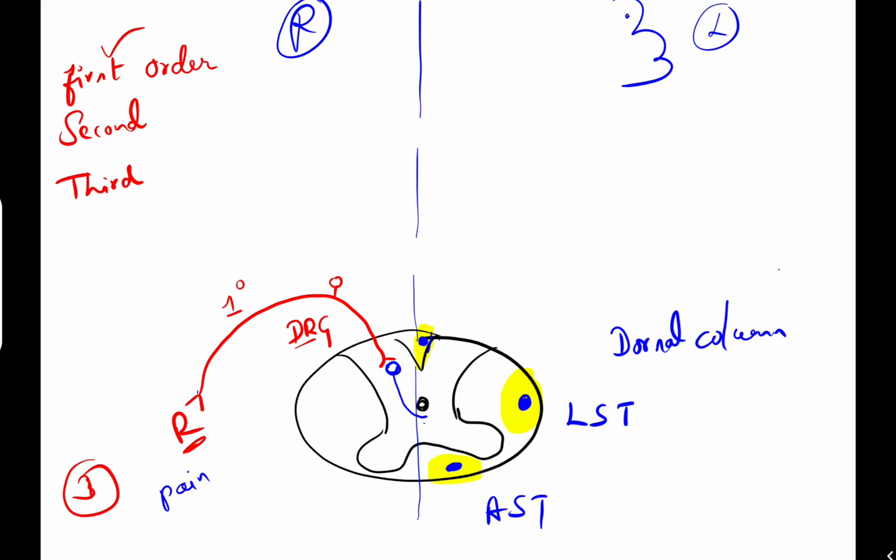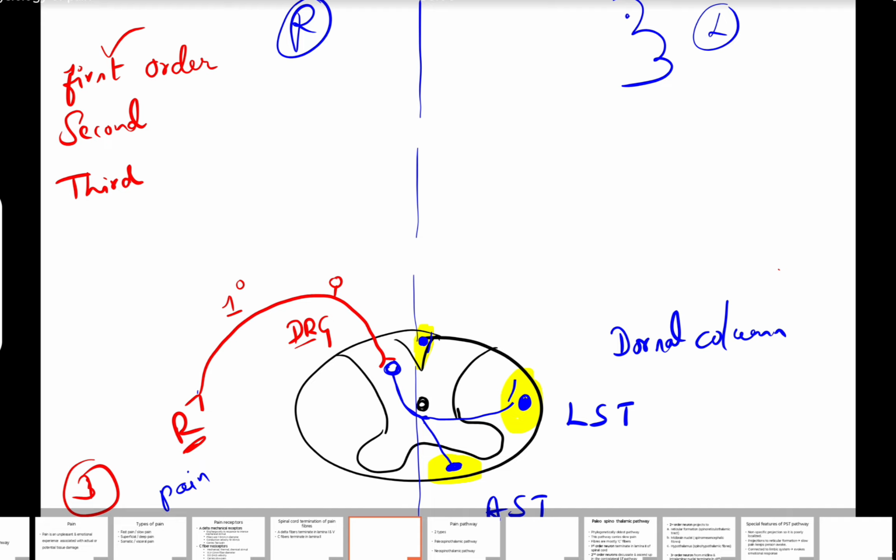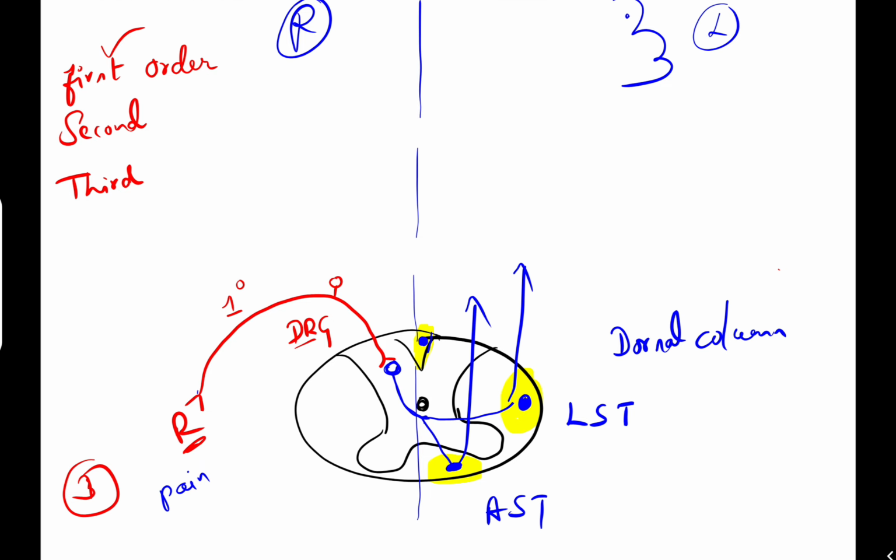See, the second order neuron which has crossed to the opposite side can either go in the anterior half of the spinal cord, or it can go in the lateral half of the spinal cord, and it can go up in the brain. Clear? So if a fiber goes in the lateral funiculus, we call it a lateral spinothalamic tract, because it is placed in the lateral funiculus and it starts from the spinal cord, goes and ends in the thalamus. So we call it lateral spinothalamic tract.